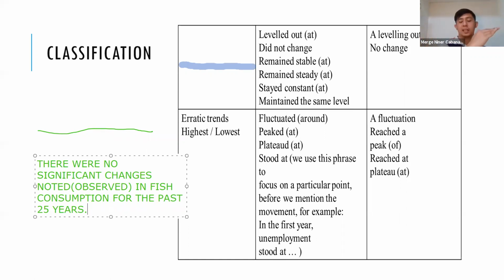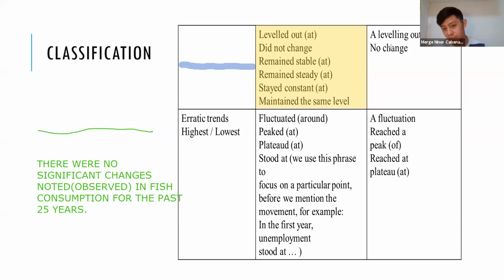If the line remains stable, then this is the phrase that you can use, or you can choose between some of my words right here. Like leveled out: fish consumption stayed constant throughout the period. Fish consumption maintained the same level from 1979 until 2004. A leveling out was observed in fish consumption and remained unchanged until the end of the study year. It sounds academic, right? So that is how you're going to use these terms.